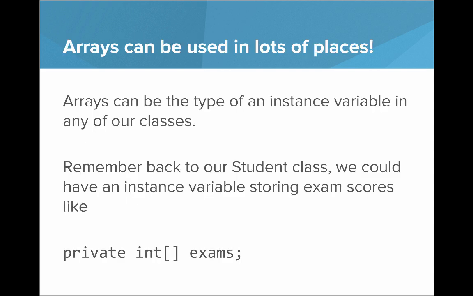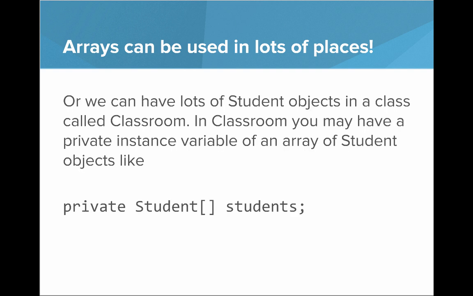So arrays can be used in lots of places. Arrays can be the type of an instance variable in any of our classes. So if you remember back to our student class, we could have an instance variable storing exam scores like private int array exams. Or we could have lots of student objects in a class called Classroom. In Classroom, you may have a private instance variable of an array of student objects, like private Student array of students. So remember, the type of the array can be anything. It could be an object or it could be a primitive.